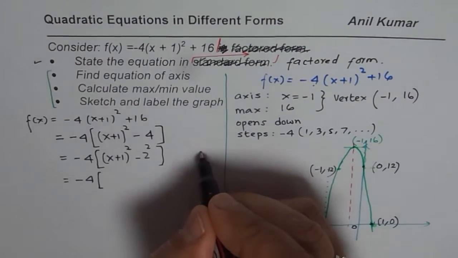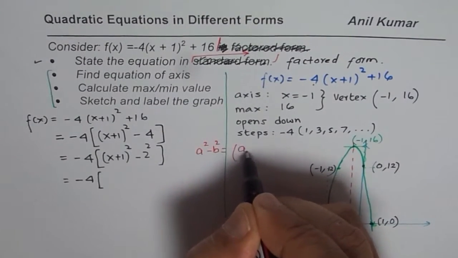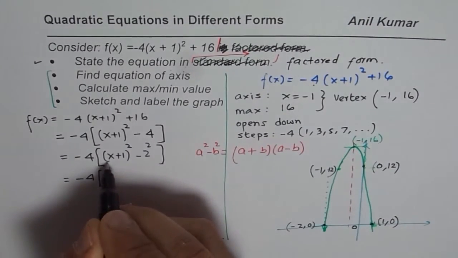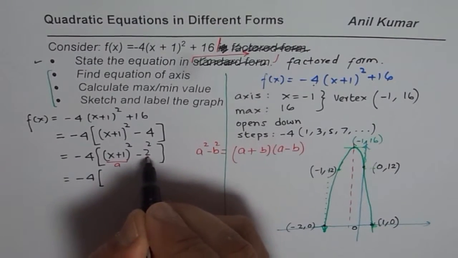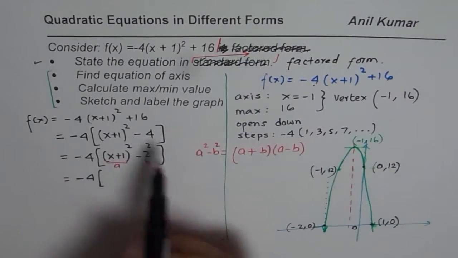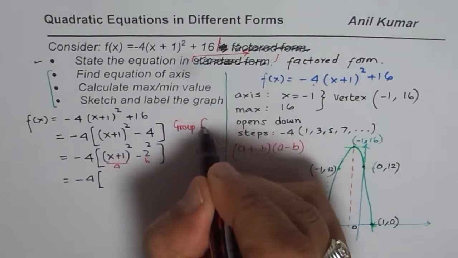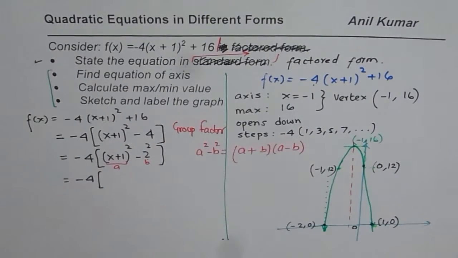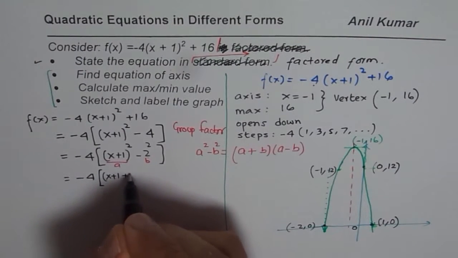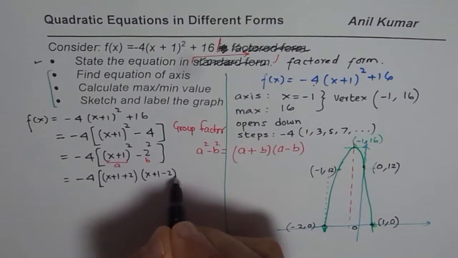This means, what is a² - b² equal to? a² - b² is (a + b)(a - b). So we'll consider x + 1 to be a, right, and 2 as b. So let us factor the difference of squares. Now this was group factoring, correct? At stage 1 we did group factoring. Now a + b means (x + 1) + 2, times a - b, which means (x + 1) - 2.